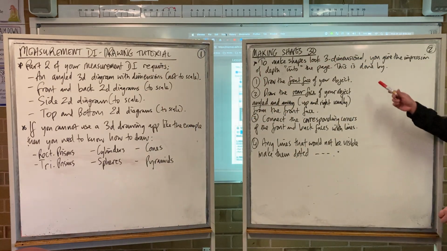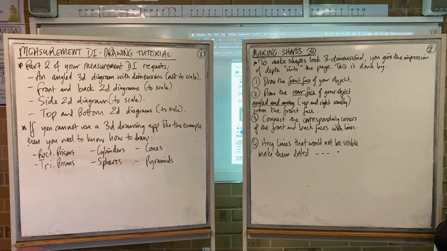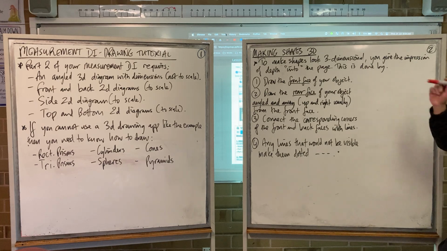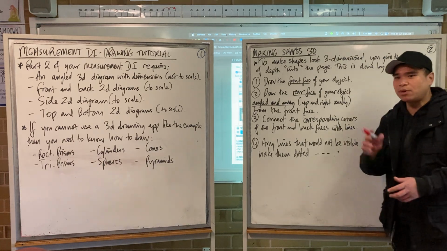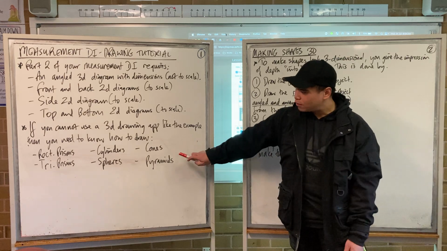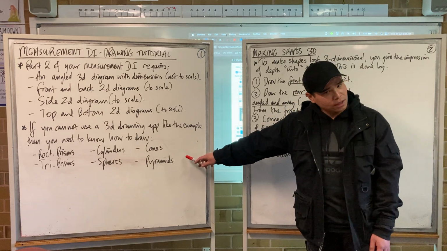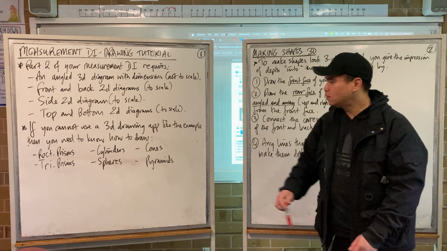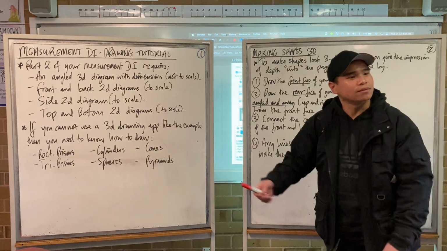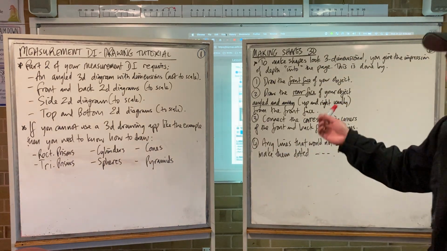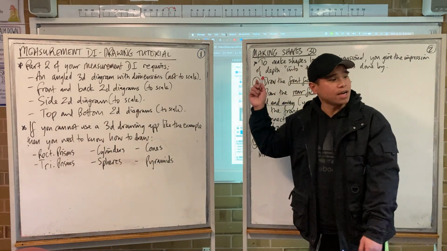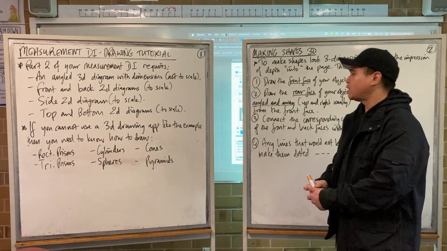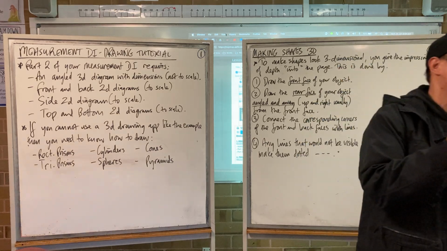To make things look 3D, you need to give the impression of depth going into the page. This is done by doing this. See how I always break stuff down into steps? Step 1: draw the front face of your object. Which one of these would you like me to draw in 3D? Cone. I'll do that, we'll leave that for now. Let's do a simpler one, and I'll do the others in the examples below. Let's do a rectangular prism.